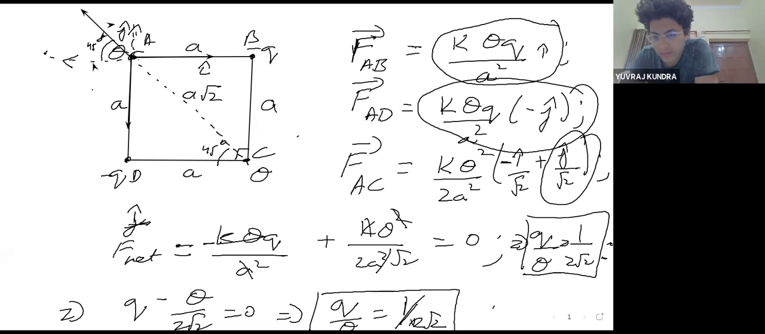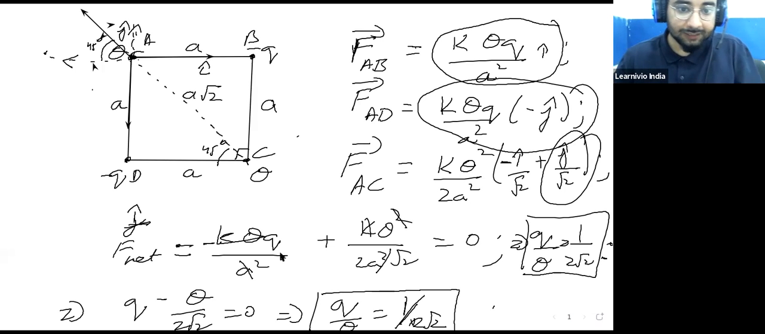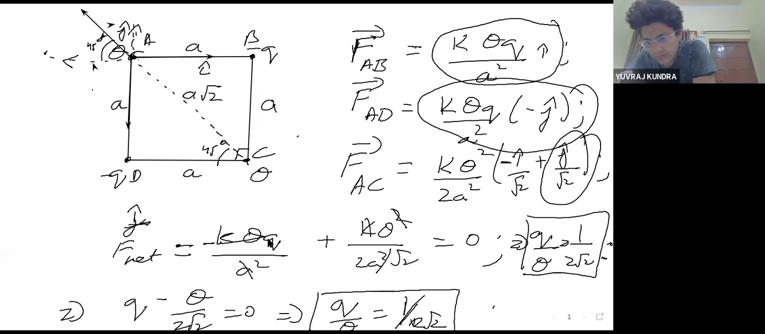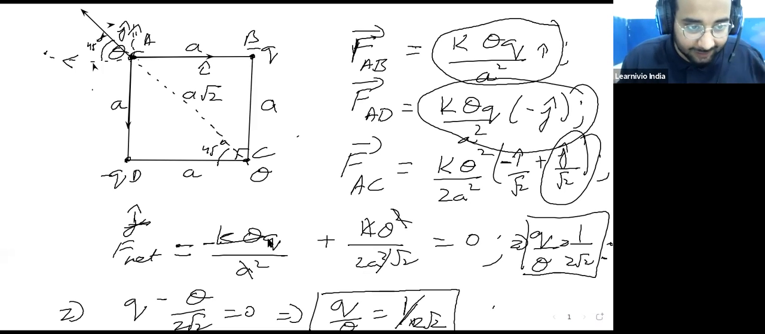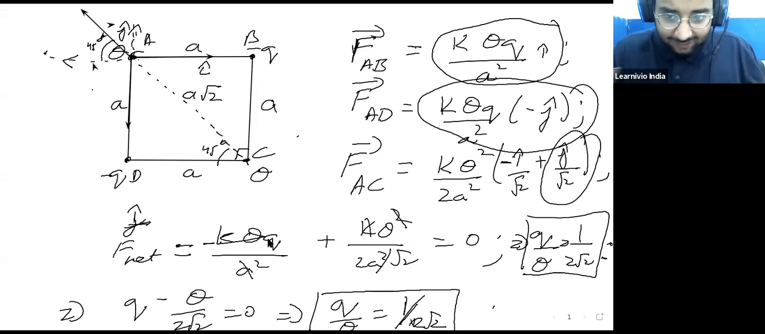Sir, here we just get minus q, minus q plus Q upon 2 root 2. So it doesn't matter, right? It's still a minus sign overall. Yes, sir. You can just take the minus sign common, and it's still the same. Yes, sir, got it. And since it's equal to 0, the minus sign doesn't matter. So that's why it's exactly the same answer.